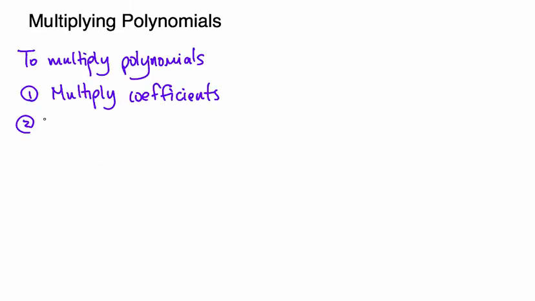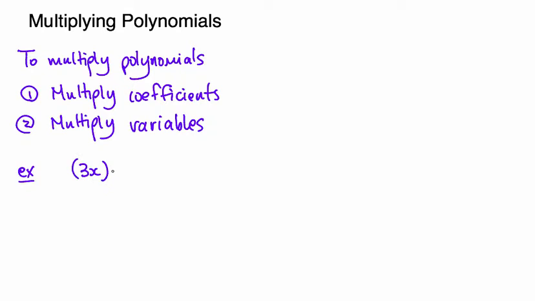Multiplying polynomials. There are just two steps to multiplying polynomials. The first one is to multiply together the coefficients, and the second step is to multiply the variables. So for example, if you have 3x, and I'm going to show multiplication with brackets.